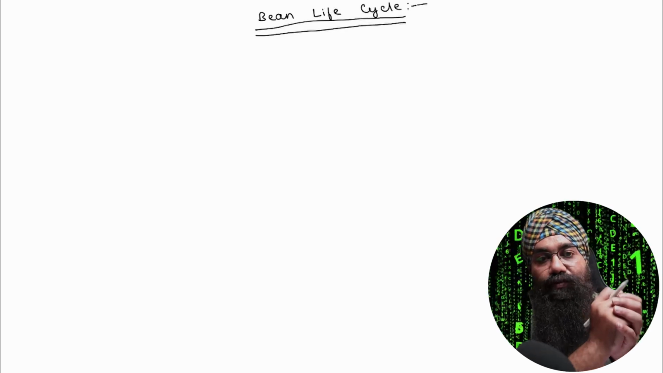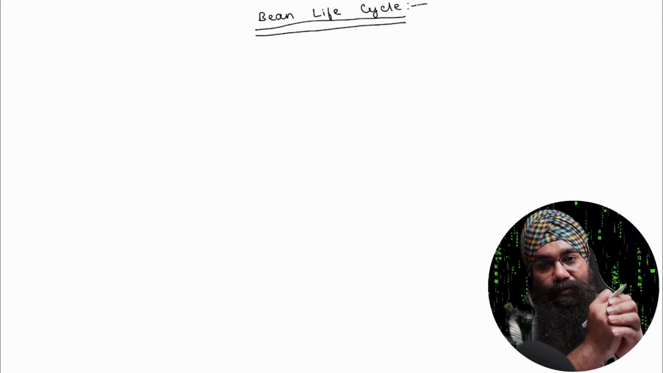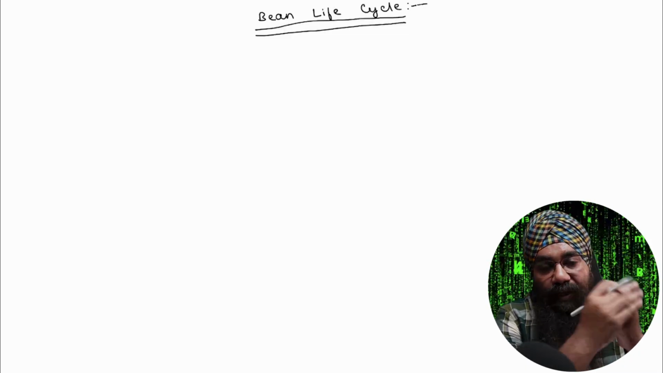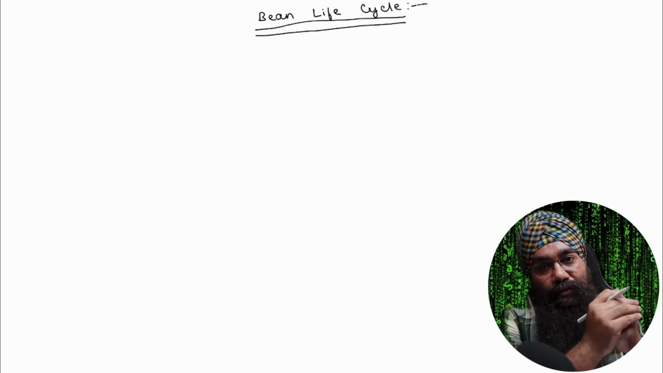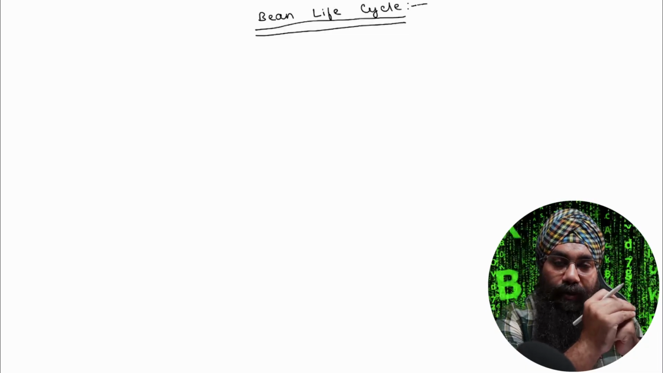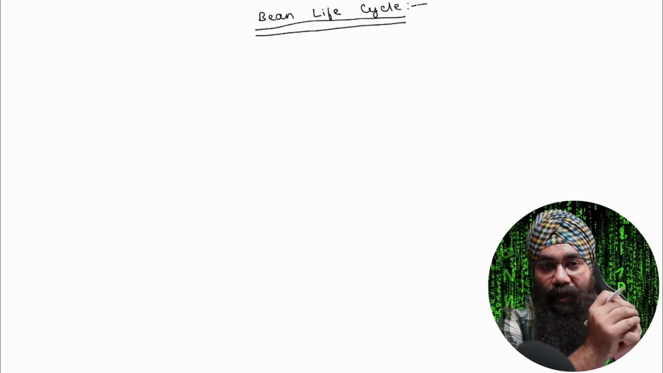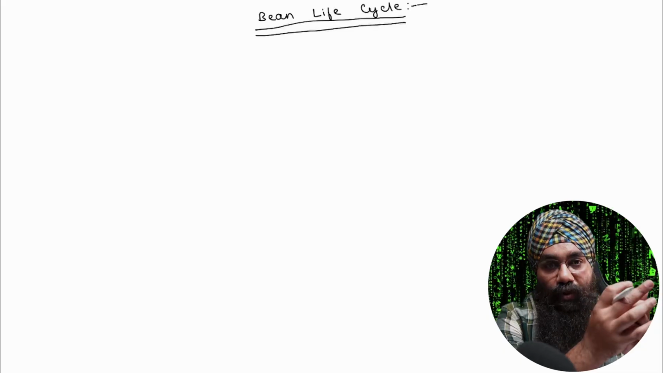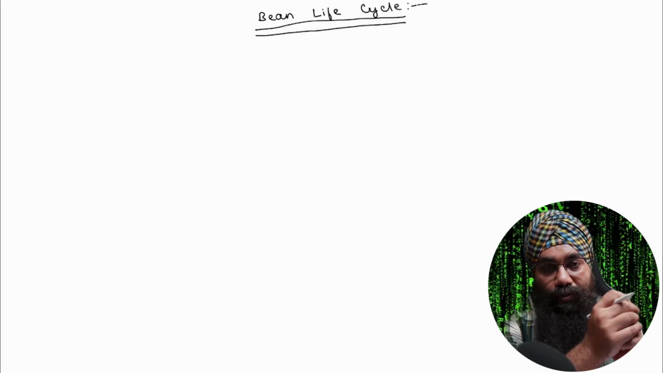So friends, in this video we learn about bean life cycles. When a bean is created, it follows some life cycle steps, and some of these steps are optional and some of these steps are mandatory. In fact, there are so many life cycle steps that we will not be covering all of them, but we will be covering some of the mandatory ones and some of the optional ones.